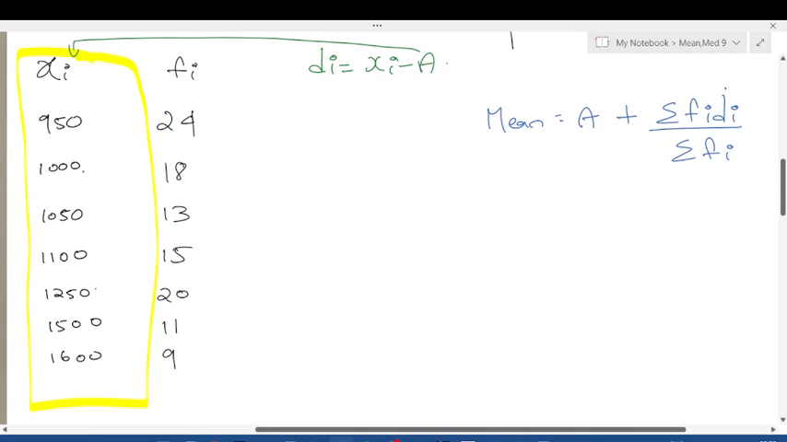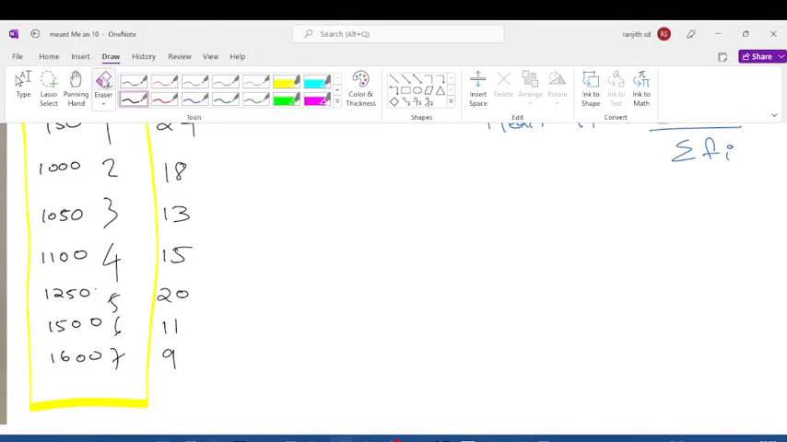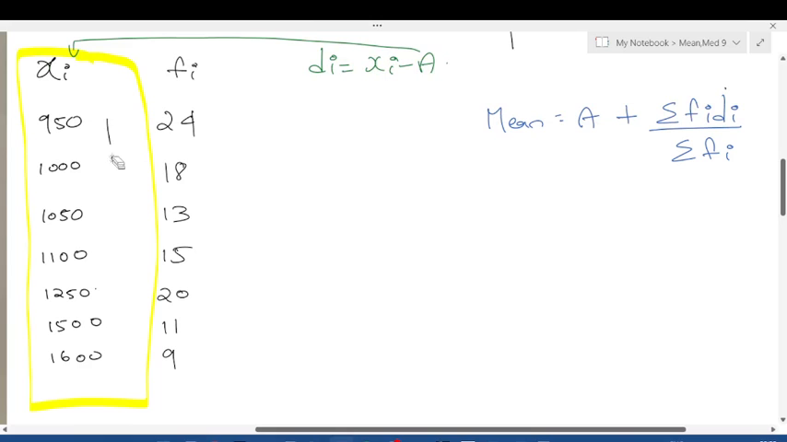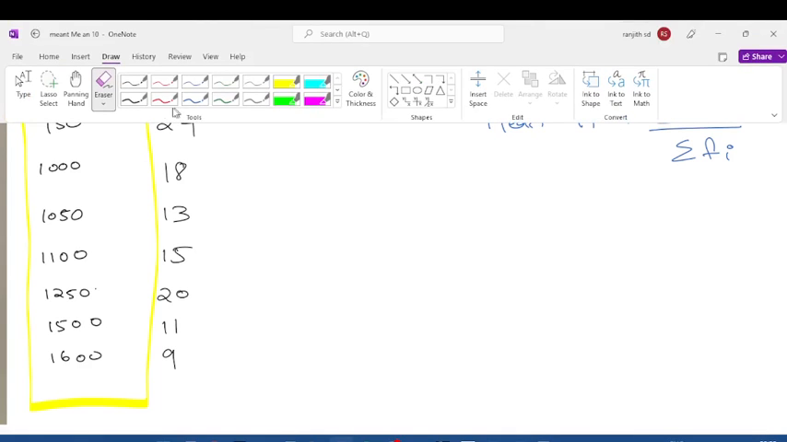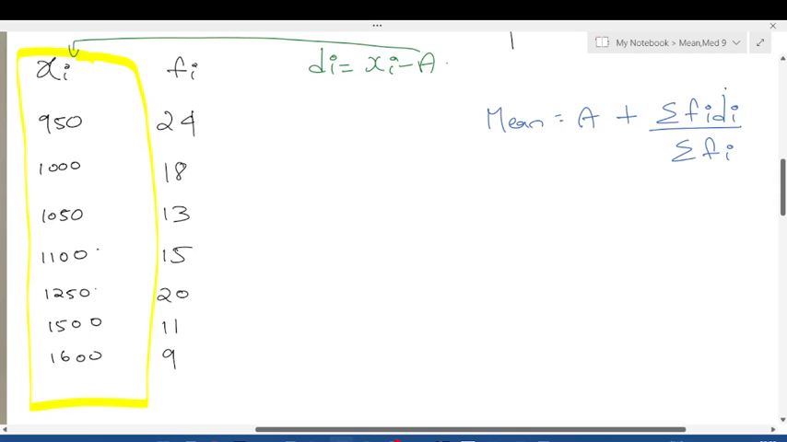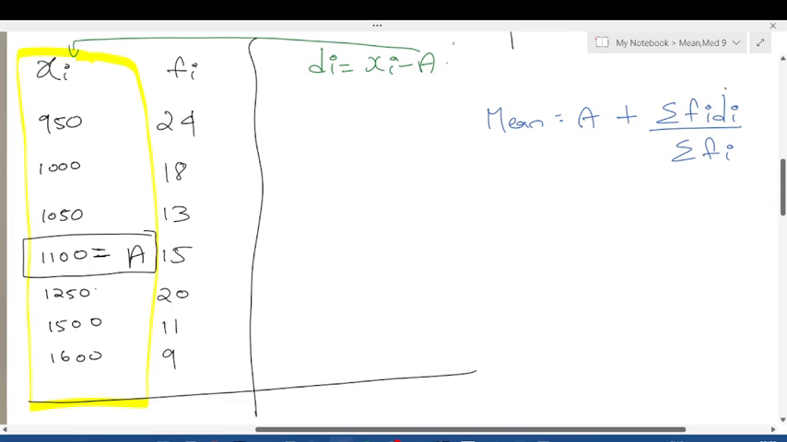See, from 950, total how many values are there? 1, 2, 3, 4, 5, 6, 7. Which comes in between? 1100 is in between, the fourth value. You can assume anything, but it is better if you assume the middle value. You assume this as A. Just highlight it like this. This is the value of A. Second step: we need to find all the di values, students.